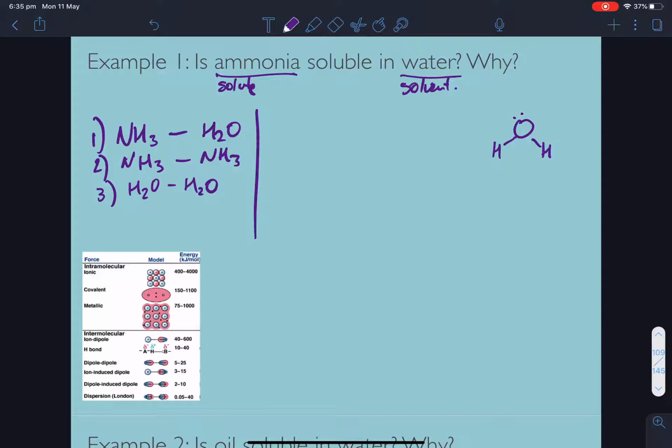It has the two lone pairs, and it is polar in this direction because those two polar bonds are equal, but they're not opposite. There's a net dipole moment in that direction.